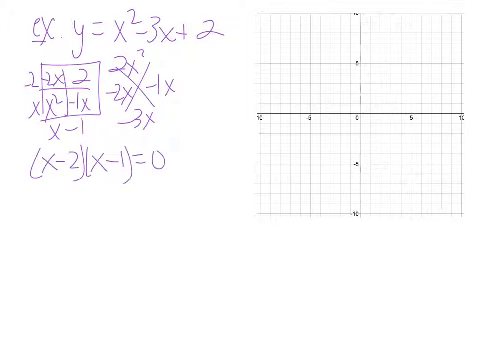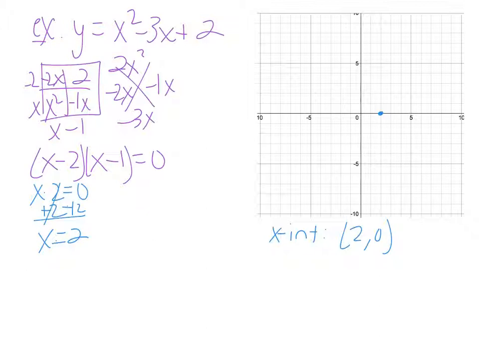We're going to set them equal to 0, and we're going to solve. So x minus 2 equals 0. If we add 2 to both sides, x is going to equal 2. So one of our x-intercept points is 2, 0. Just going to make a note here, 2 comma 0. The other one, x minus 1 equals 0. We're going to add 1 to both sides, so x is going to equal 1. So we'll have 1 comma 0.